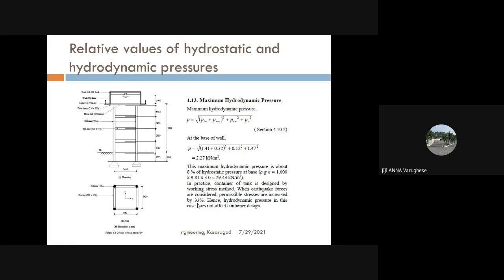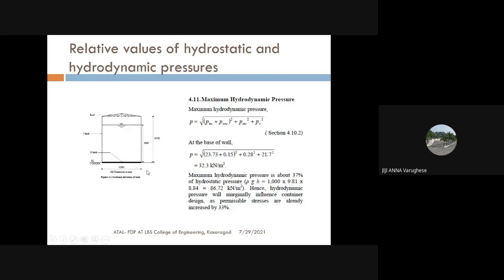But the second example is a ground supported tank. The height of water is 8.84 meters. So hydrostatic pressure is rho g h, which is 86.72 kilonewton per meter square. And the lateral dimension is 12 meters. For this geometry, the hydrodynamic pressure at the base is coming as 32.3 kilonewton per meter square, which is about 37% of the hydrostatic pressure. So it is not significant, it has marginal influence. This hydrodynamic pressure has marginal influence on the design of the sidewall as well as the base slab. So it is better to consider the effect of hydrodynamic pressure in this case.